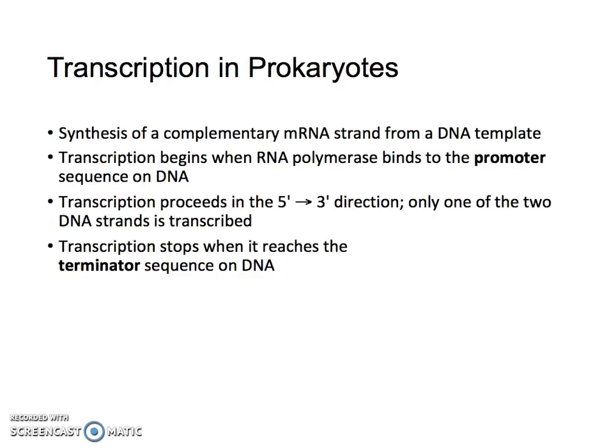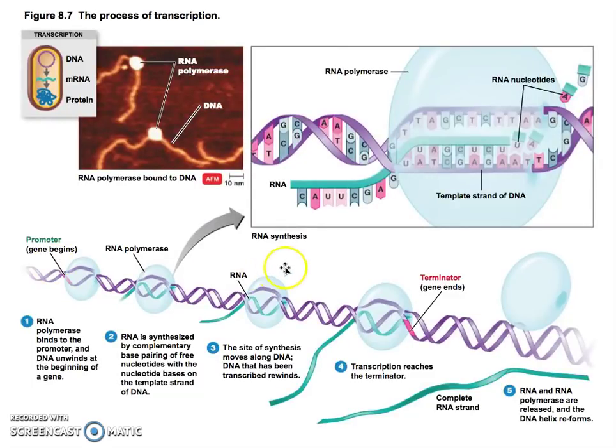Transcription in prokaryotes: synthesis of complementary mRNA strands from a DNA template. Transcription begins when RNA polymerase binds to the promoter sequence of the DNA. Transcription again proceeds from 5' to 3'. Only one of the two DNA strands is transcribed. Transcription stops when it reaches a terminator sequence. And so you have usually a stop codon or a terminator that lets you say, hey, the gene ends here. But sometimes mutations occur, which may change the stop sequence, which means that you get an incomplete protein.